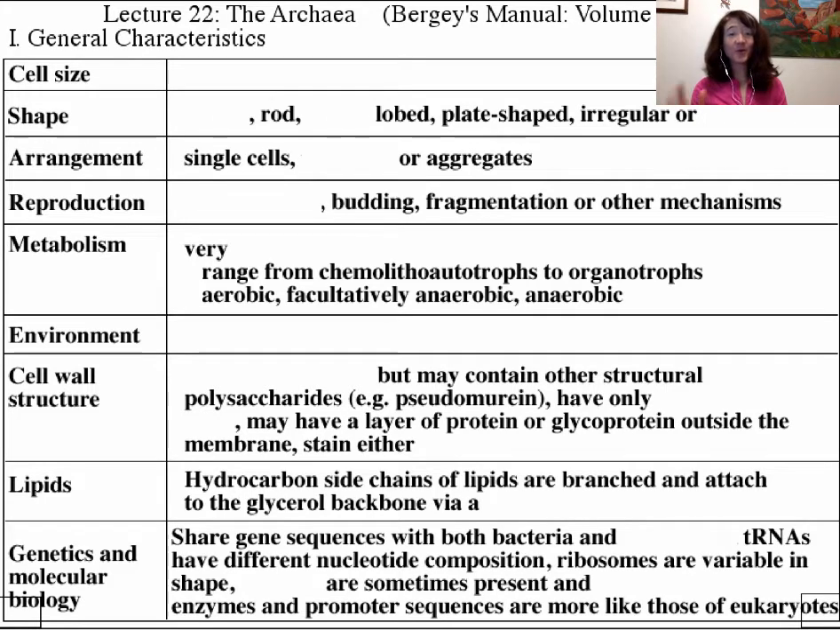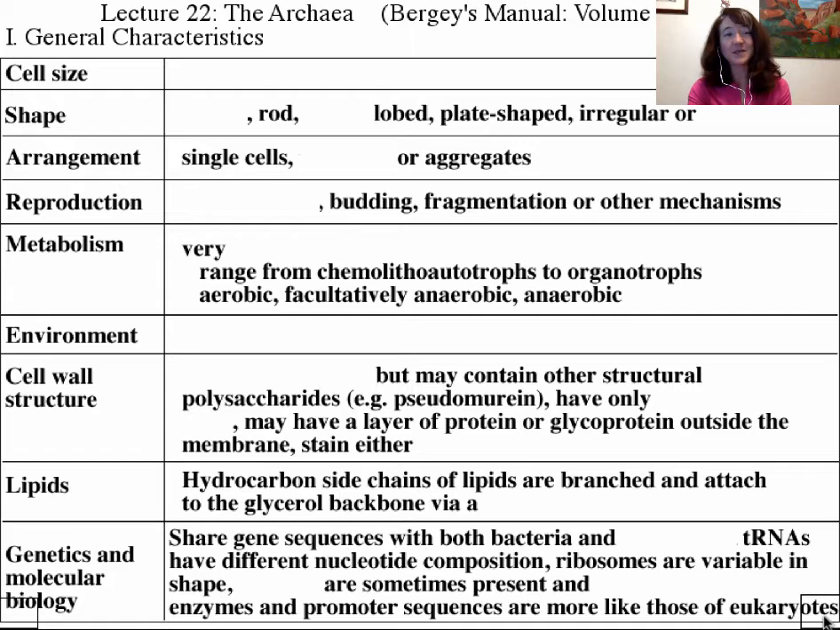Let's dive into the world of Archaea. And I mean that kind of literally because, in fact, if we were to go to the coastal waters off of Antarctica, we would find that 34% of the biomass in those waters is comprised of Archaea. In fact, tiny little Archaea.